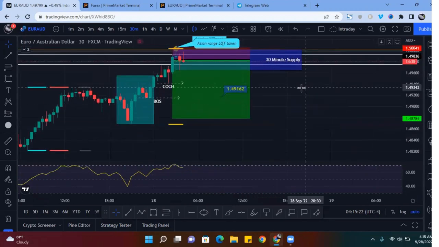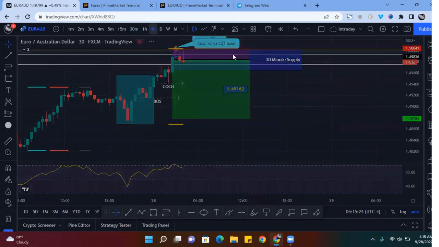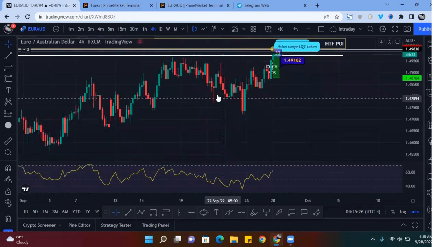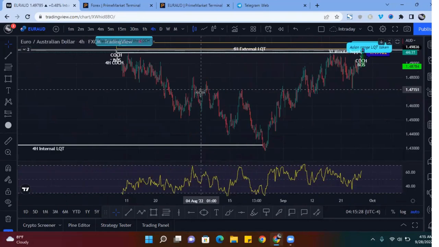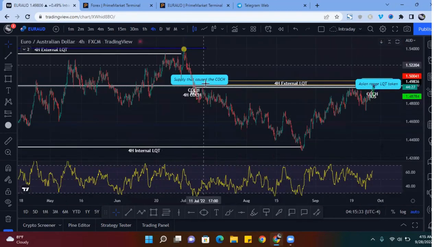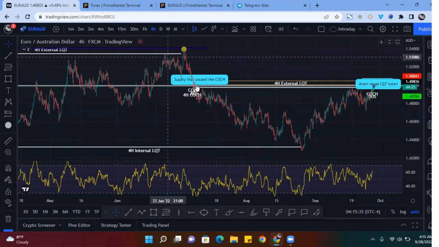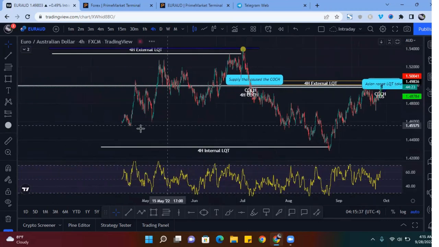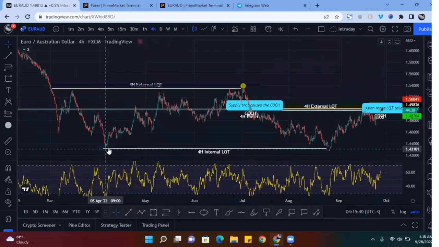As mentioned in the earlier portion of the video, you had an H4 external liquidity take, and this impulse move is the one that was responsible for taking, right, the H4 internal liquidity, right?